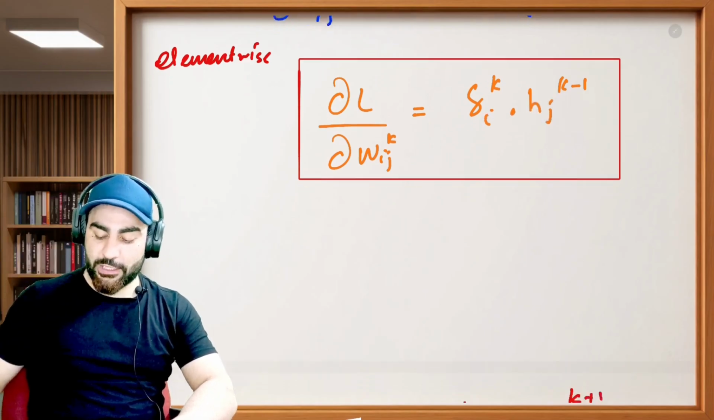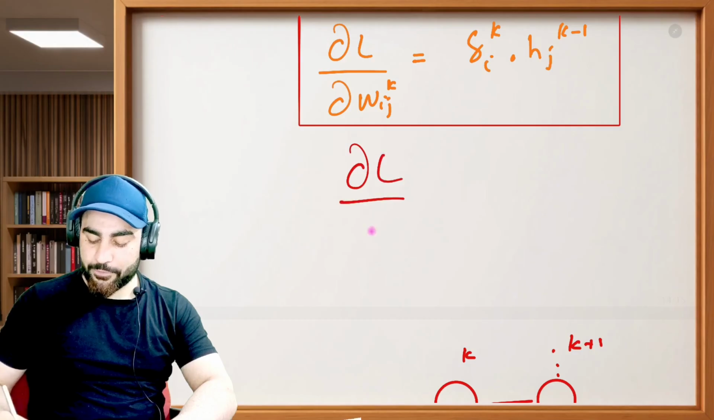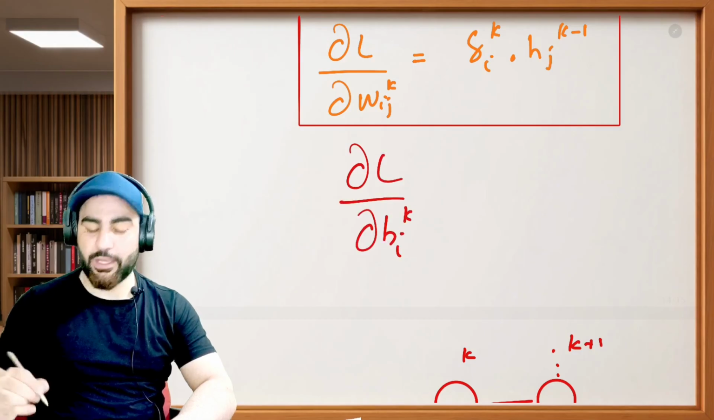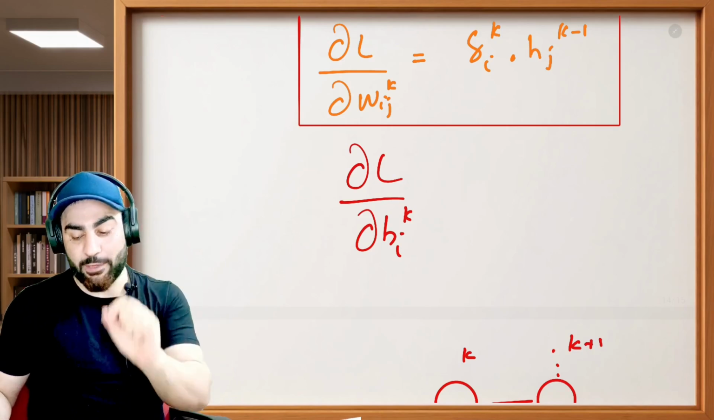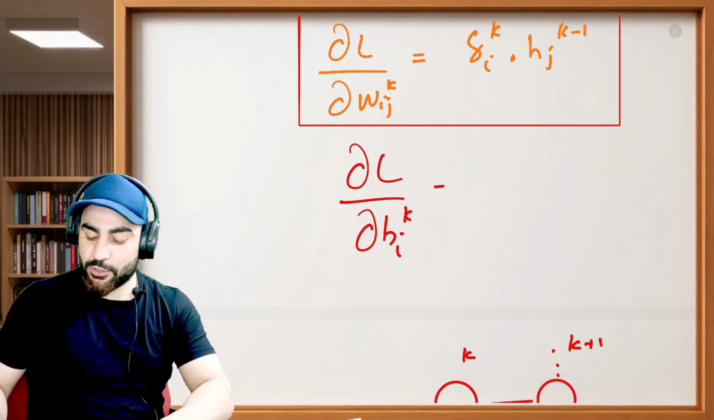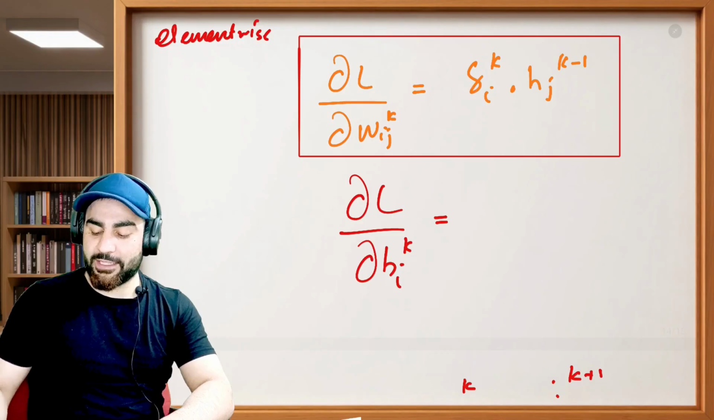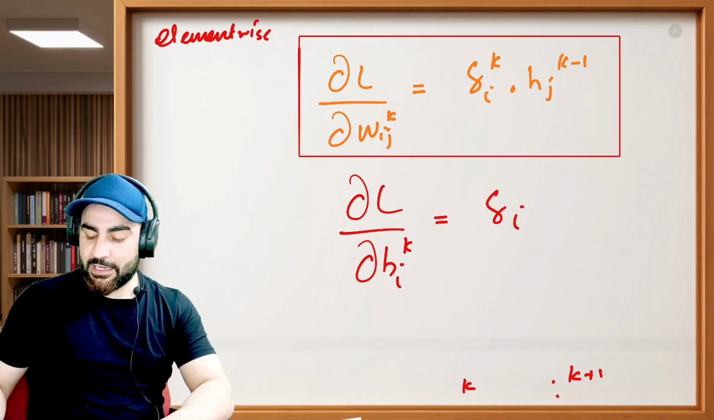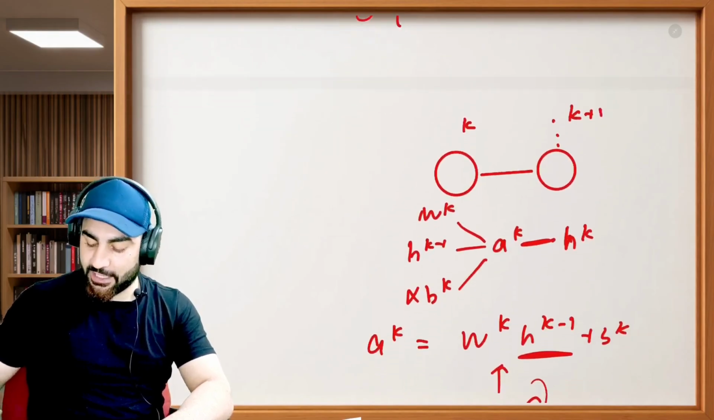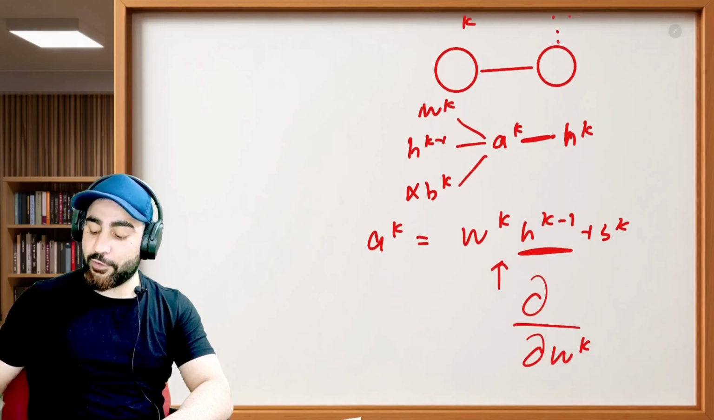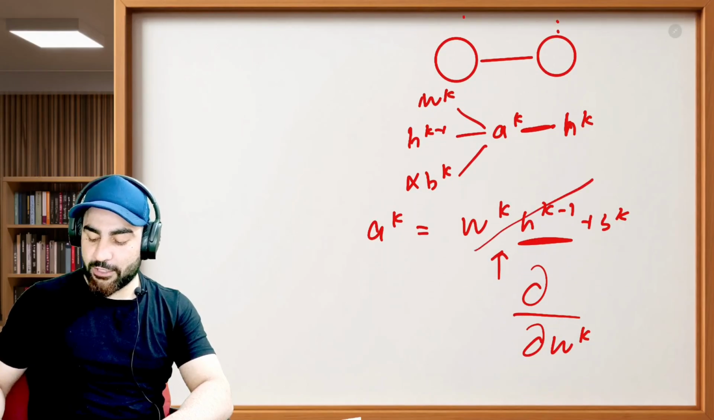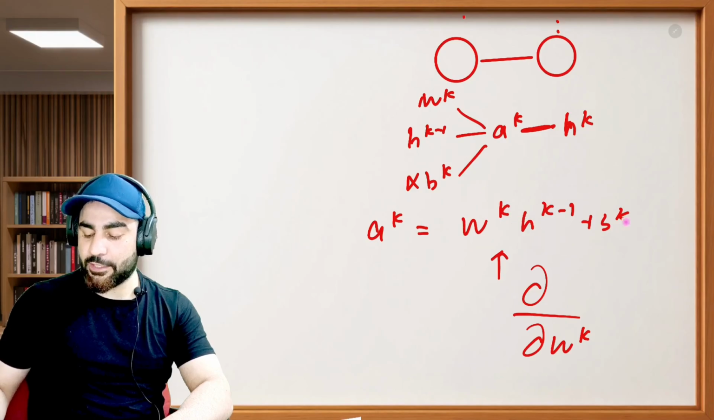Now if you understood this, suppose we have to compute dou L by dou b_ik. At the layer k we have some bias vector, and I want to take one component, one element of it. What will this be equal to? Again expand this equation, and you'll be left with delta_i. If you expand a_k, it will be equal to W_k h_{k-1} plus b, but when you take the derivative with respect to b, this whole thing will go to 0, and this thing over here will be equal to 1.